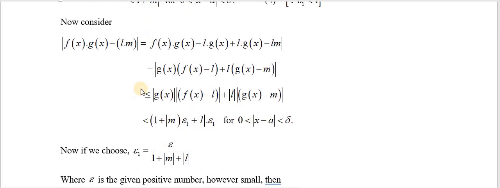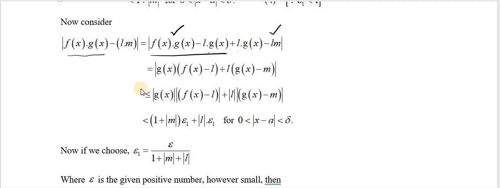Now consider modulus of f of x into g of x minus Lm. Here also I am writing f of x into g of x minus Lm. I am adding and subtracting L into g of x. So the form changes, but the value does not change, only the form. So observe these two terms.